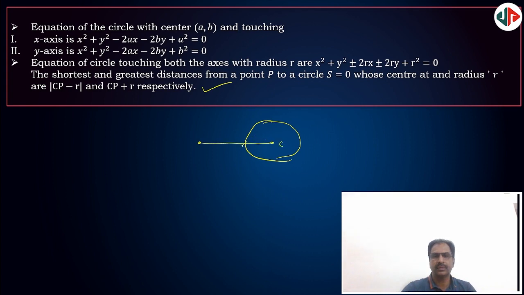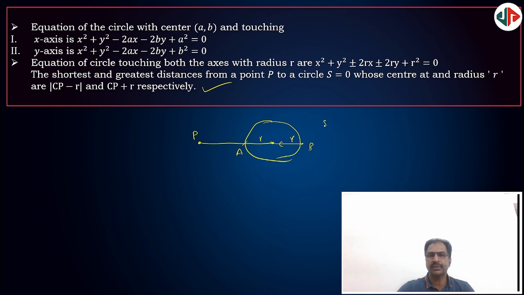This is the center. This is P. Let us say this is A and this is B. What is the nearest point on the circle to the point P? A is the nearest point and B is the farthest point.